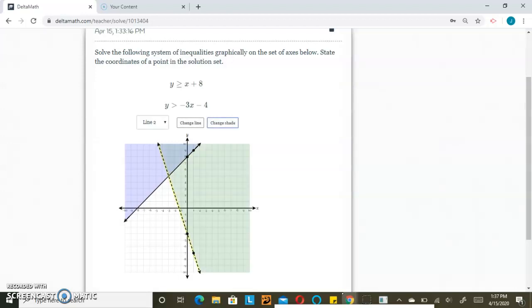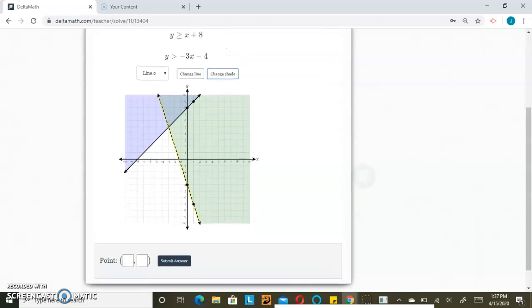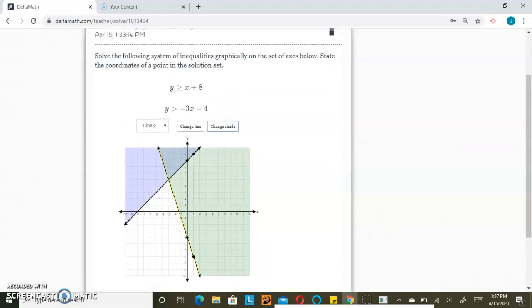It's nice here because it shows you in two different colors. The blue was the shading on my first line. The green is the shading on my second line. So this area right here, the top center, is where the two shadings overlap. At the bottom, it asks me for a point that is a solution. It says solve the following system of inequalities graphically. That's what I just did on the set of axes below, and then state the coordinates of a point in the solution set. So I can pick any point in this section.